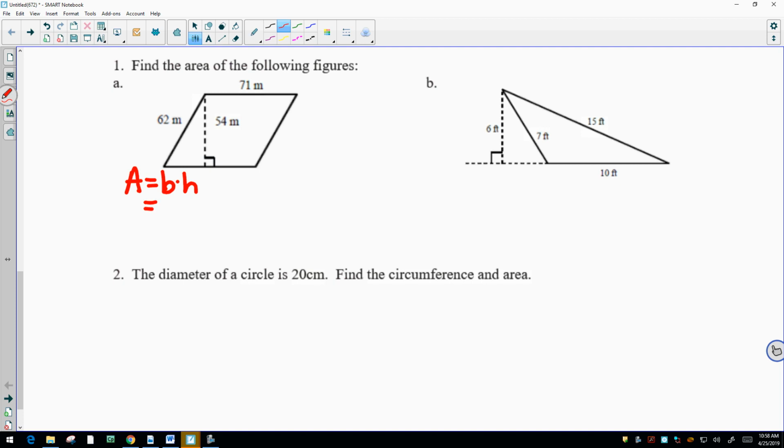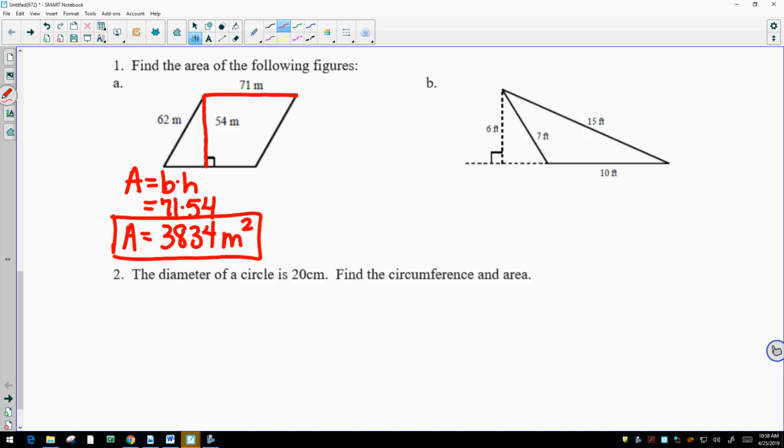All right, so like we said from the top, the base and the height always have to have that height measured with a perpendicular line. So I'm looking at our numbers of 54 and 71. 54 is my perpendicular line, and it's measured to that base of 71. So 71 times 54, and when we plug that in our calculators, we get 3,834. Watch your label. Your label should be meters squared, or whatever units that you are in, squared. That's your final answer.